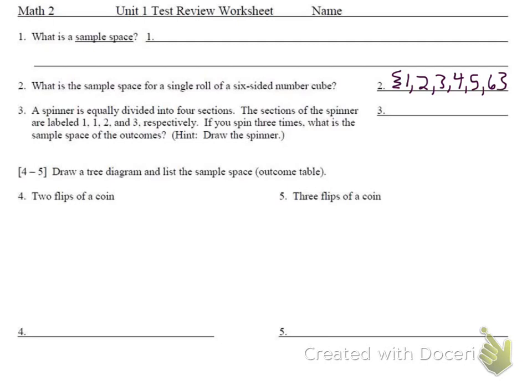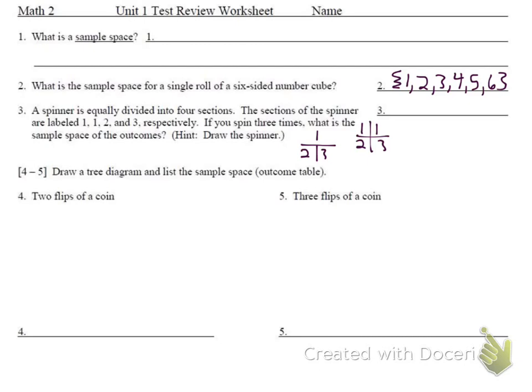Now, if I have a spinner that's equally divided into 4 sections, and the sections of the spinner are 1, 1, 2, 3, and I spin it 3 times and I need the sample space, this is a little bit different. Actually, the 1 takes up half of it, and I have 2, 3. So it's not really like I have 4 options. I only have 3.